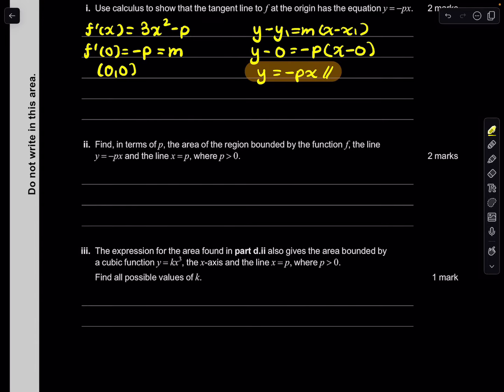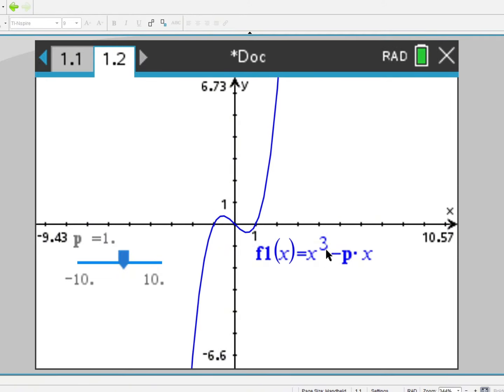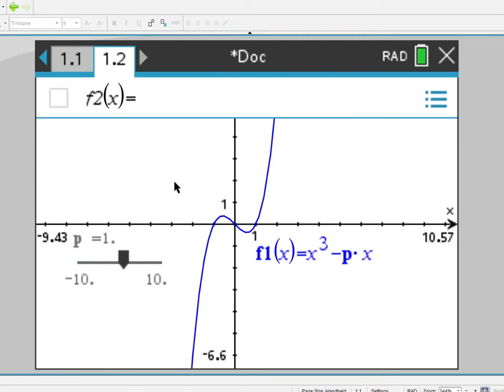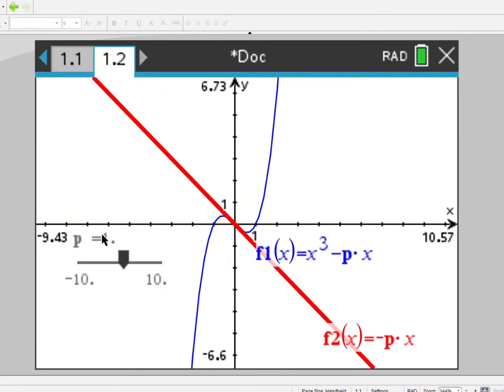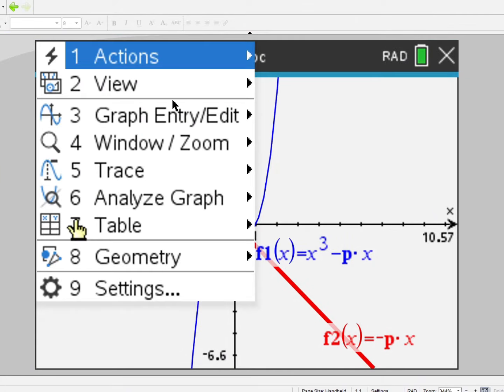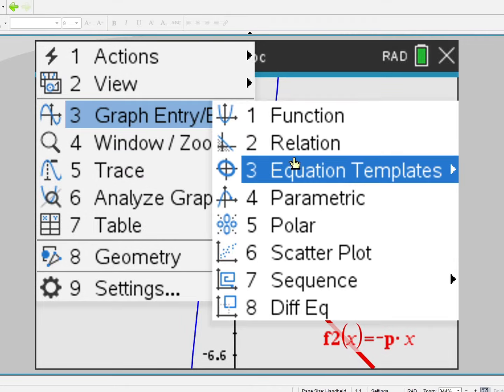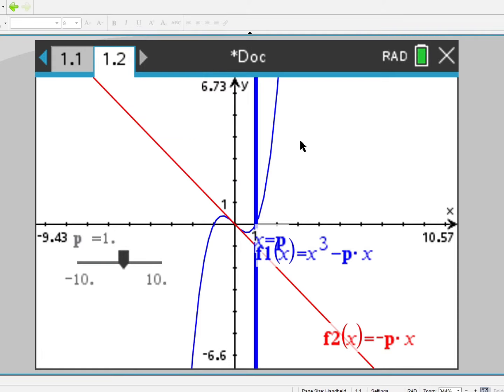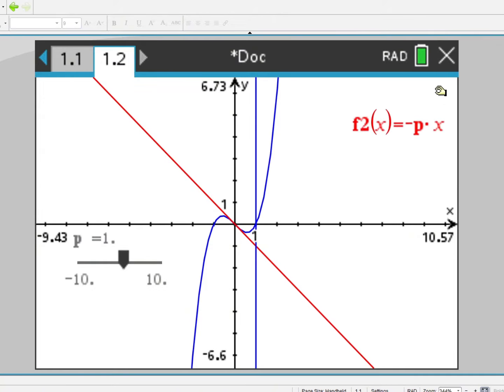So let's go back to our CAS. Okay, so we've got x cubed minus px. That's our function f. We also have to draw that negative p times x equation. And we also have to draw that x equals p line, we said. So go graph, relations, x equals p. Beautiful. Let me move these out. If you remember, p is greater than 0, so 0 is the lowest point. And something like 0 to 10, let's say.